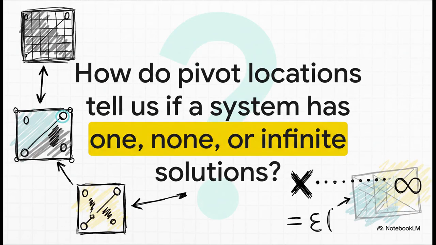And that brings up a really big question, doesn't it? We now have this incredible, systematic way to transform any matrix into a clean, simple form. But so what? How does the final location of the pivots actually tell us if a system has one unique solution, no solution at all, or maybe even an infinite number of solutions? That's the real power, and that's exactly where we're headed next.